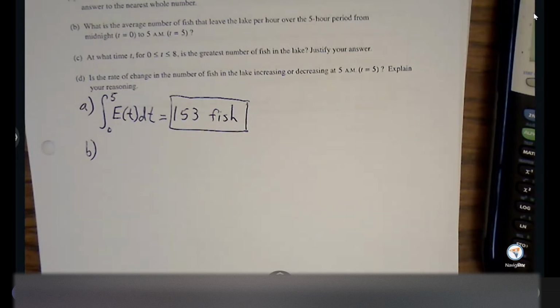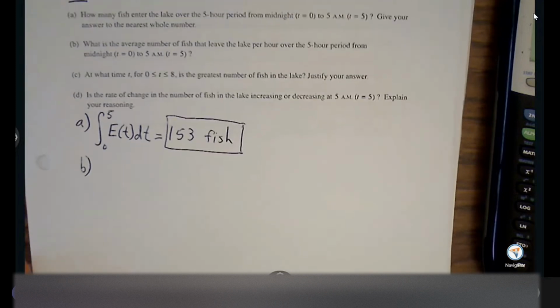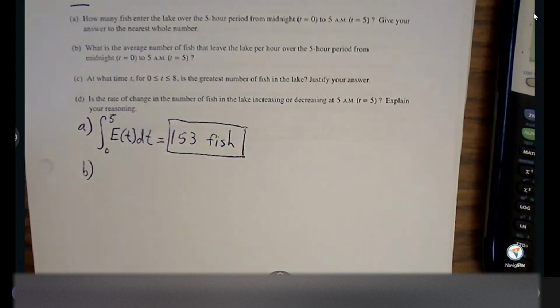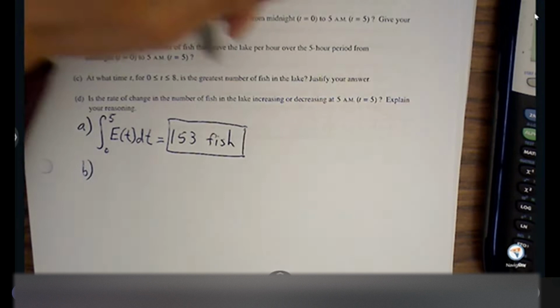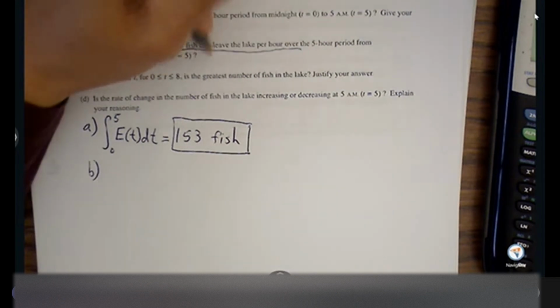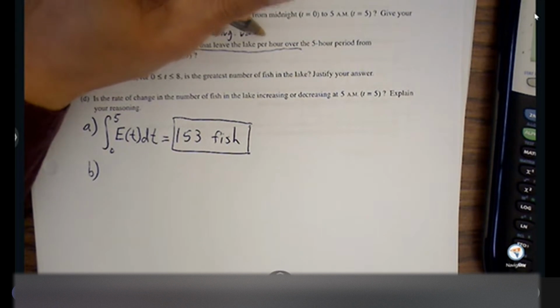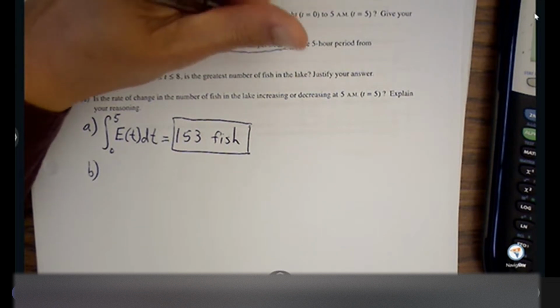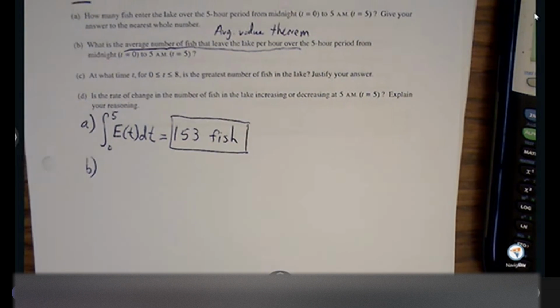Okay, part B. What is the average number of fish that leaves the lake per hour over the 5-hour period? So we're looking for average. We're looking for average rate. And if I think about average rate, I think about average value theorem. So we're going to apply average value theorem for part B.